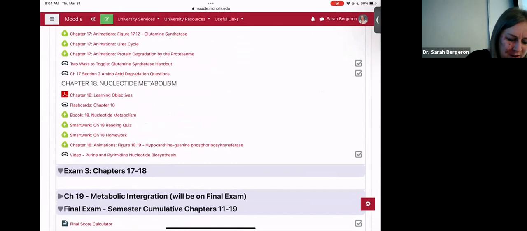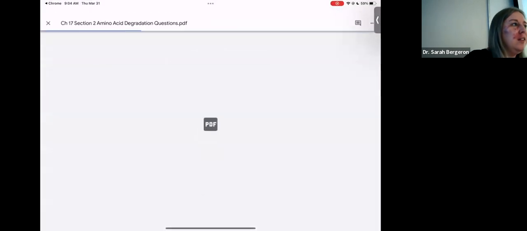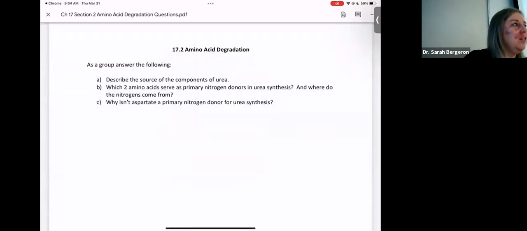Okay, this one gets into genetics and stuff, which y'all take as a separate class. So I'm more worried about 19. 19 is integration of all metabolism. Like I could spend weeks on 19, but okay.